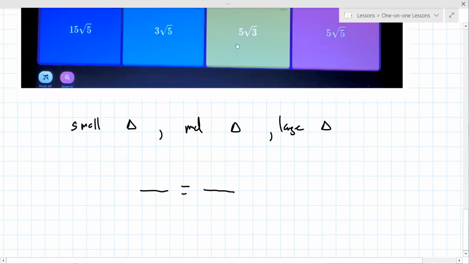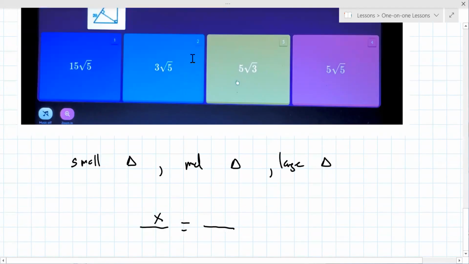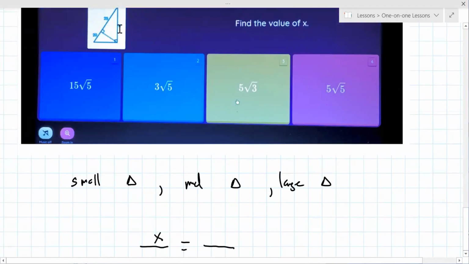To set up the proportion, I'm going to put the unknown value, the x, in the top left here. And what it is, it's a couple of things, and that's the challenging part here. Let me scroll up slightly. It's the long leg of the large triangle. Okay, I'm going to actually do this over here again. You kind of got a tough one to start out. It's also the hypotenuse of the medium triangle.